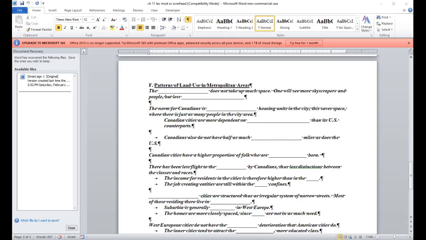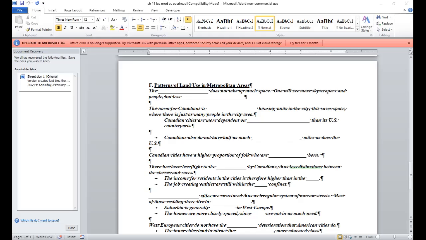Take a look at the Canadian city. We'll go north of the border here. The Canadian city doesn't take up much space. One will see more skyscrapers and people, but less suburbanization than in the United States. The norm for Canadians is multiple family housing units in the city, and this saves space.